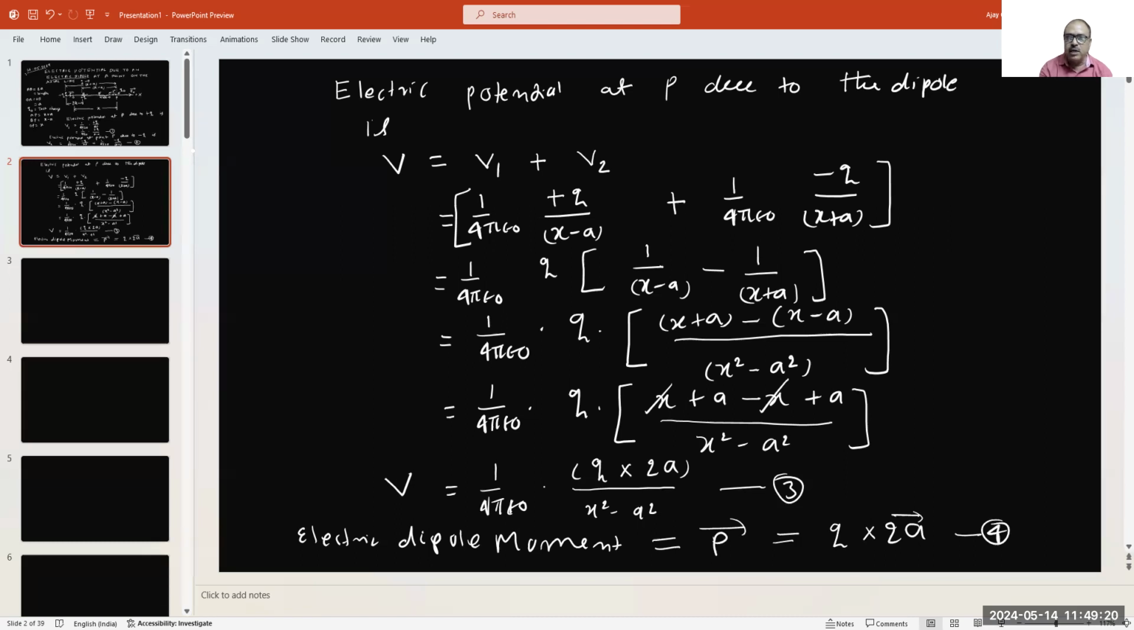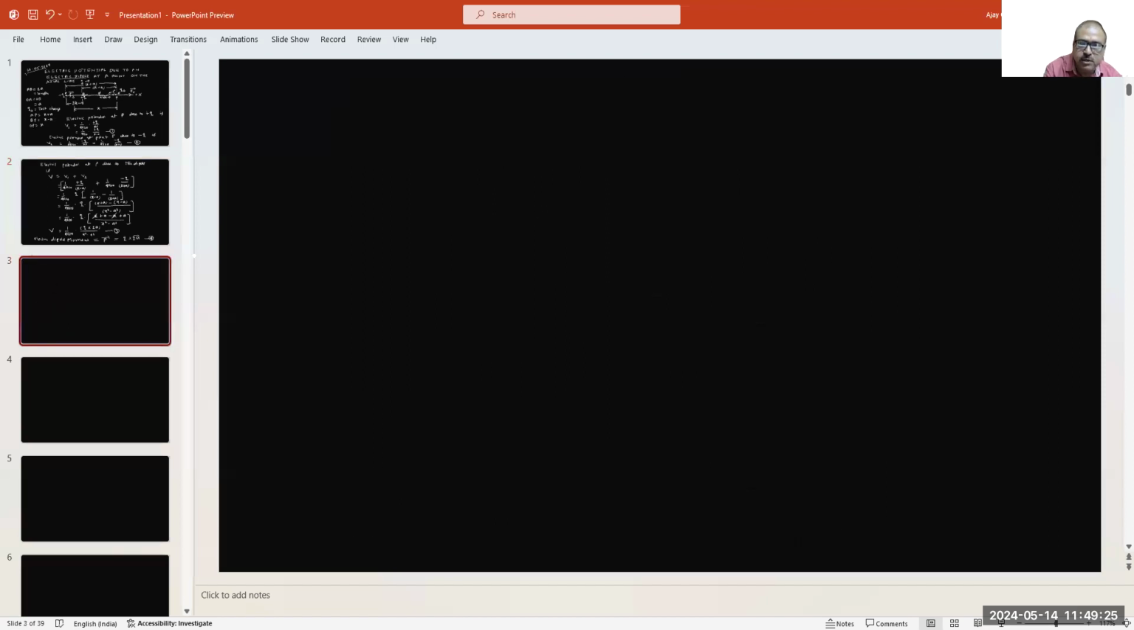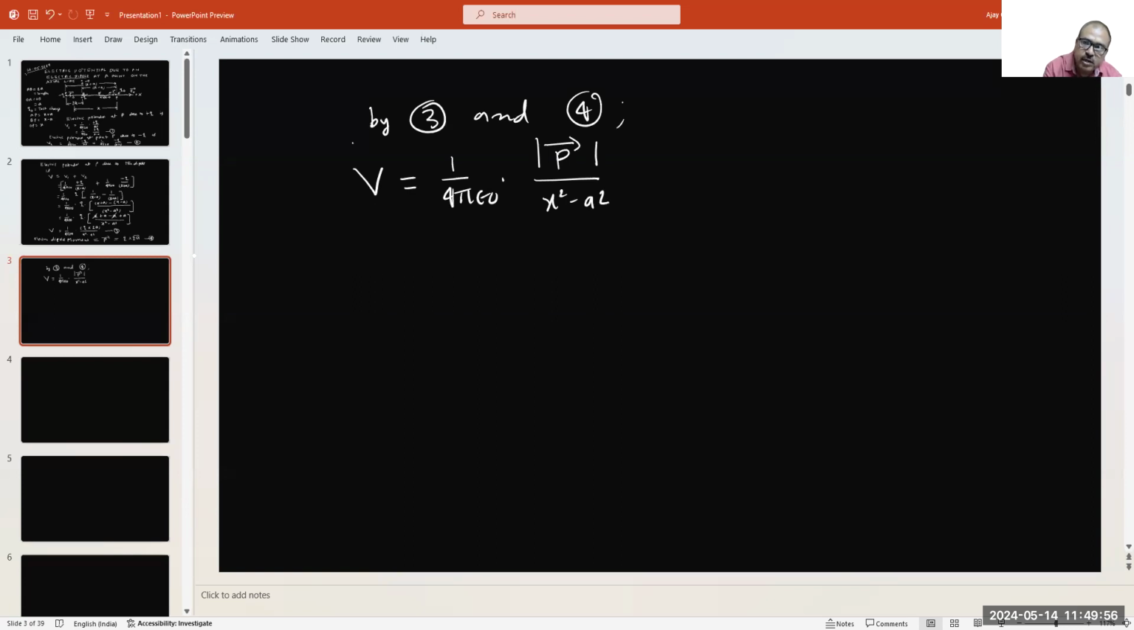Using equations 2 and 3, you can easily write, in the next step, the relation by making use of equations 3 and 4. V is equal to 1 upon 4 pi epsilon naught, P vector, a total magnitude of the P you can write, and here x square minus a square. This is your final formula.